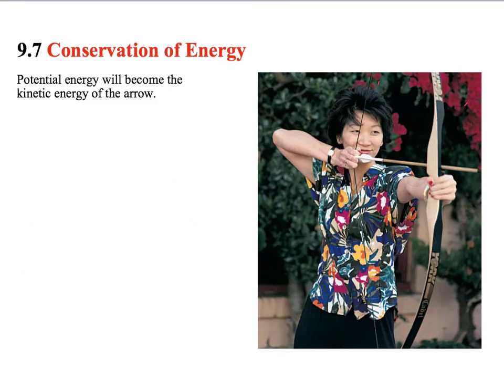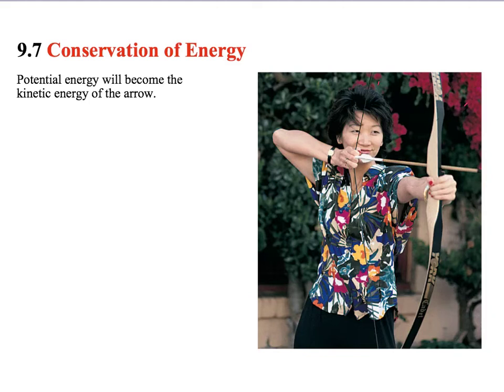Alright, so here's a lady with a bow, and she's pulling it back, and she's going to launch the arrow. Right now, when she has it pulled back, there is stored energy. This bow and arrow has the potential to do work. There is stored elastic potential energy in that bow when she has it pulled back. If she releases it, that potential energy starts doing work while it's moving the arrow. That potential energy is turned into kinetic energy.